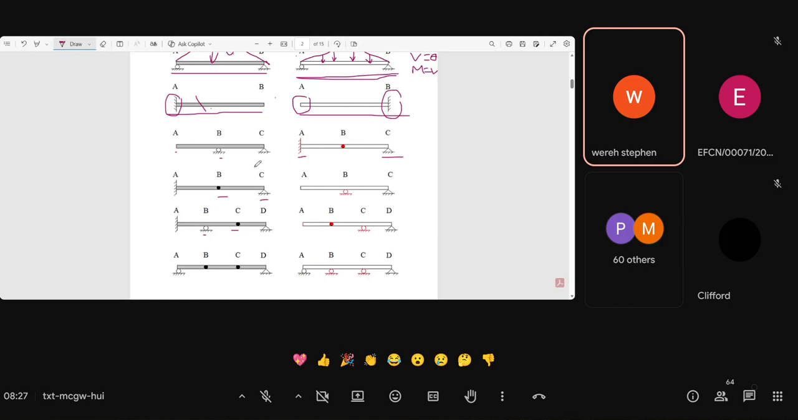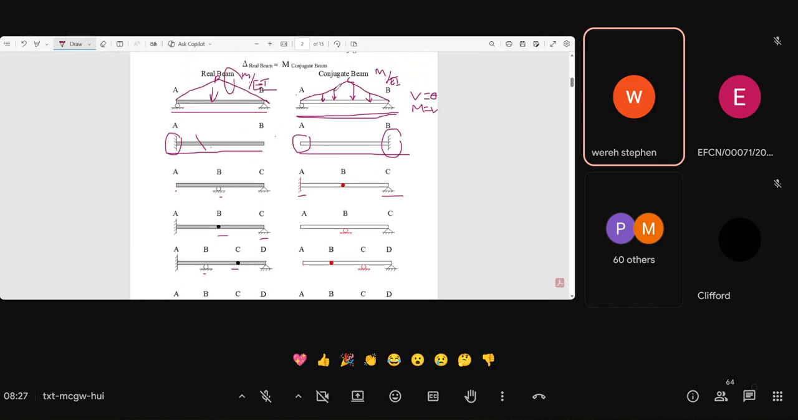So now we know how to draw the conjugate beam, and the way we find the shear force and the moment in the conjugate beam is the same way we were finding them in the real beams, those we looked at last time. The only difference here is that this is a triangular load. So we need to know how to find the shear force when the beam is loaded with a triangular load.